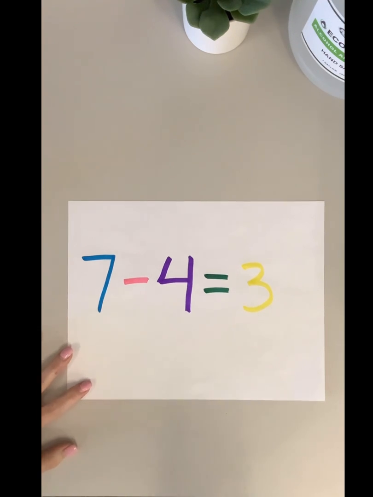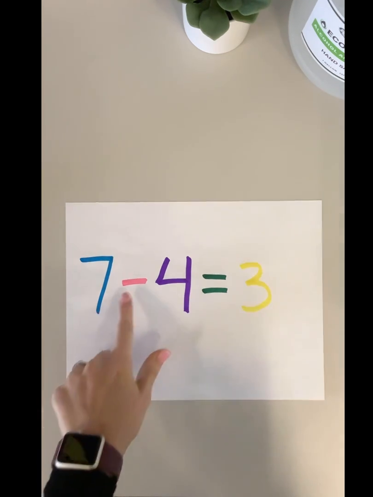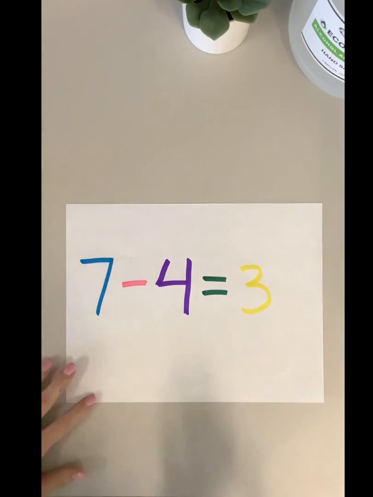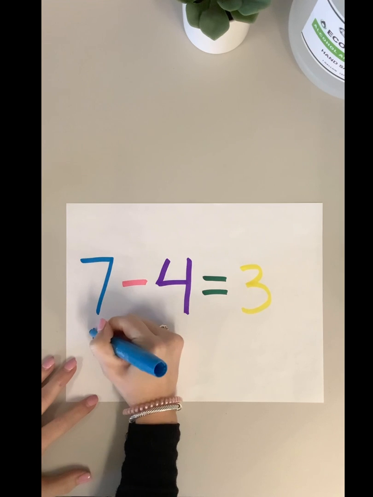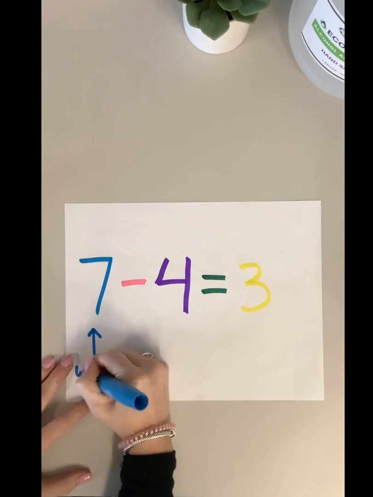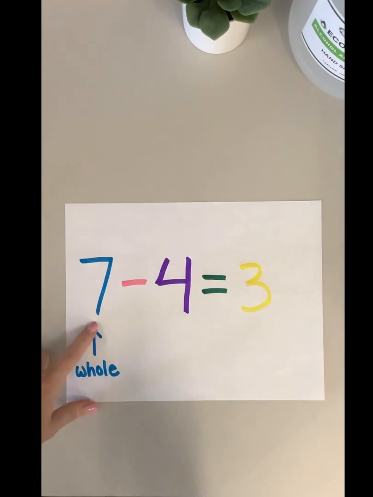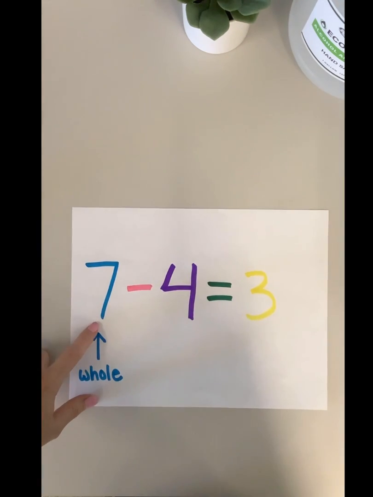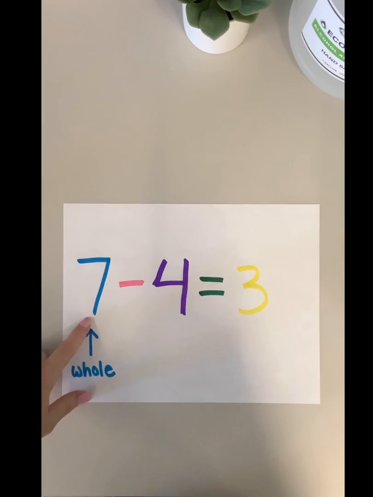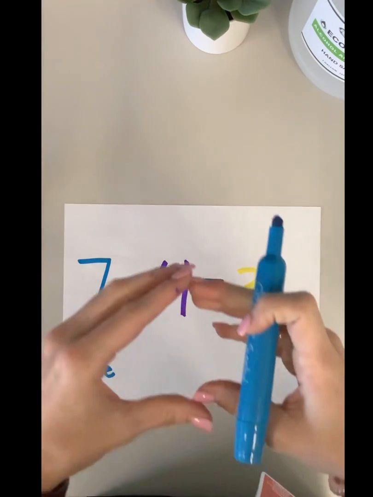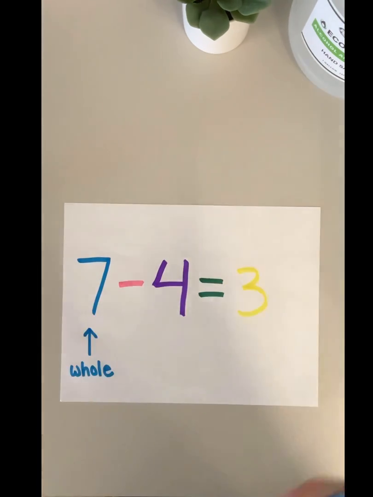In a subtraction problem, there are 5 parts. I have this one subtraction problem written down, and I have put each part of the problem in a different color. This first part of a subtraction problem is called the whole. This number is what we're starting out with. Our whole, that's what we're starting with. We're starting with 7.